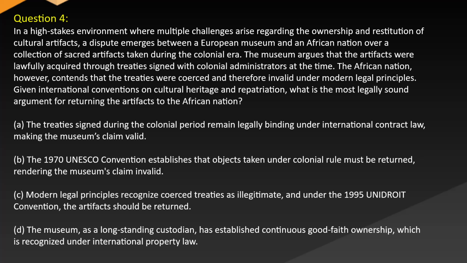the African nation? A. The treaties signed during the colonial period remain legally binding under international contract law, making the museum's claim valid. B. The 1970 UNESCO Convention establishes that objects taken under colonial rule must be returned, rendering the museum's claim invalid. C. Modern legal principles recognize coerced treaties as illegitimate, and under the 1995 UNIDROIT Convention, the artifacts should be returned. D. The museum, as long-standing custodian, has established continuous good faith ownership, which is recognized under international property law.